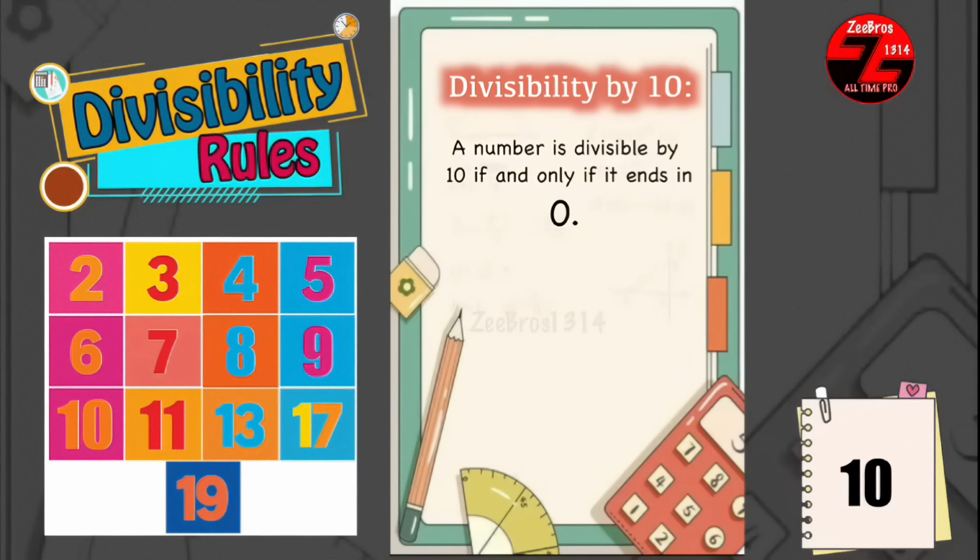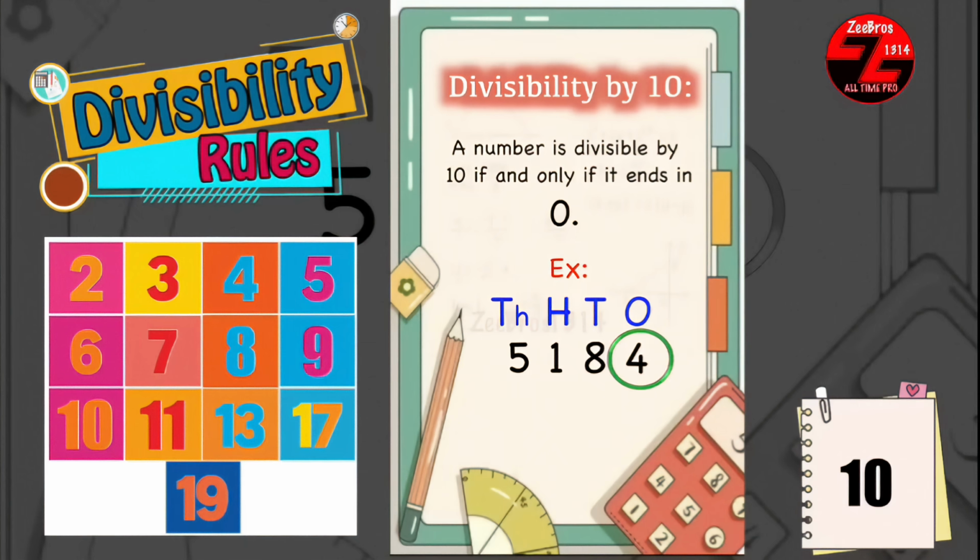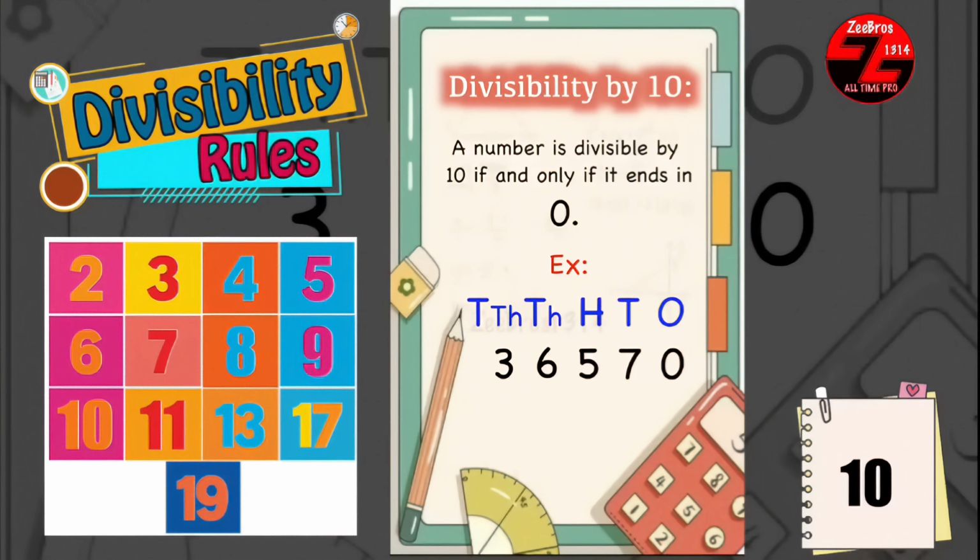A number is divisible by 10 if and only if it ends in 0. For example, 5184. Here, the last digit of the number is 4, which is not 0. So, this number is not divisible by 10. Let's take one more example. 36570. Here, the last digit of the number is 0, which comes under the divisibility rule of 10. So, this number is divisible by 10.